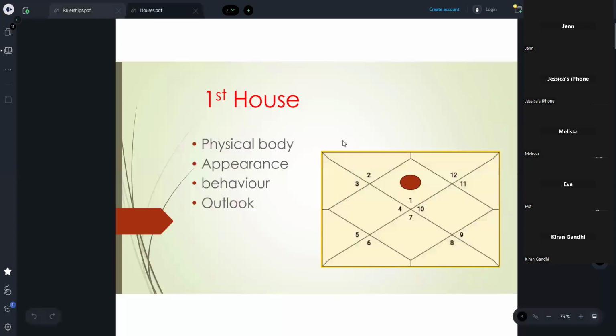Can you see the houses slide now? Yes. Okay. Anyone know what this house does? Are people aware of what the houses do?